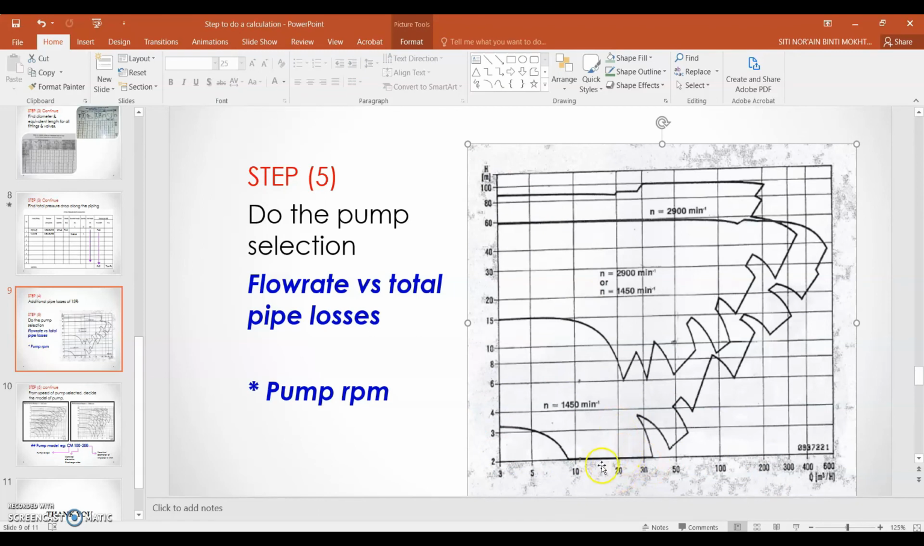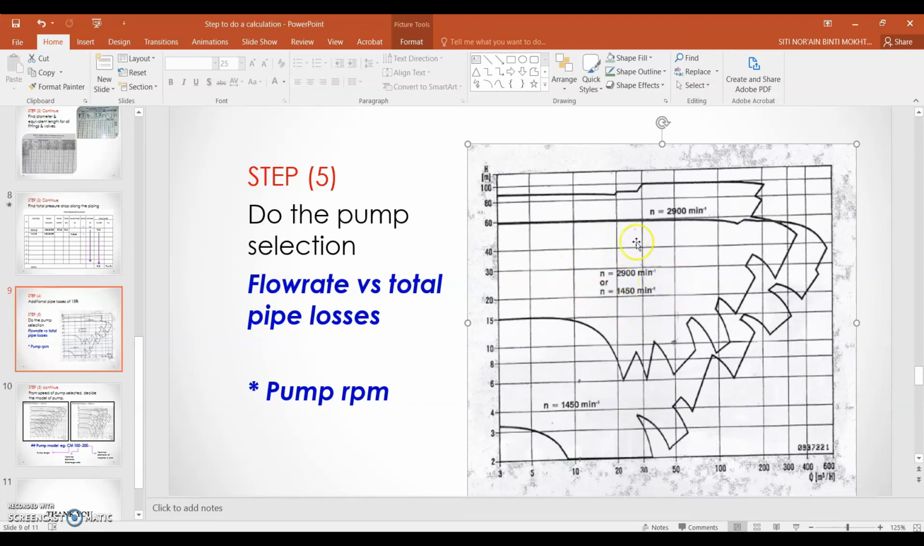Let's say you get 20 meter cube per hour, just draw a straight line. And then after you convert your friction loss to meter, let's say you get 30. So 20, 30 intersection means your point falls in this region. This one is the speed of the motor: 2900 RPM, and then also 1450 RPM.